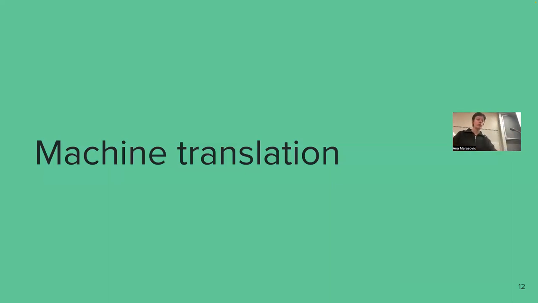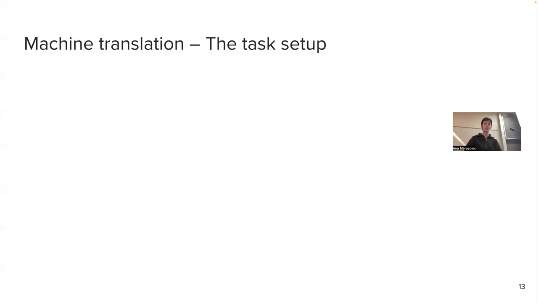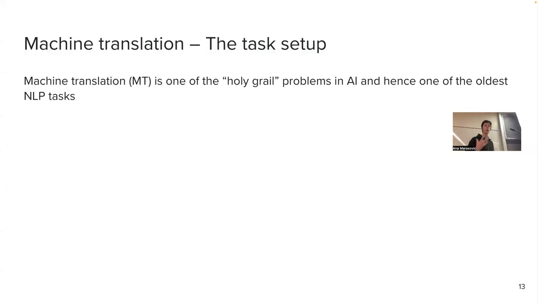All right, then let's move on to the next topic, machine translation. Machine translation is one of these holy grail problems in AI, because if you could translate between any languages, then you have this amazing, good impact on society, right? We enable communication among people despite our language differences. And therefore, it's one of the oldest NLP tasks. Already in the 50s, there was funding for machine translation. And when we look into the statistical NLP approaches, it was one of these tasks that received lots of attention.